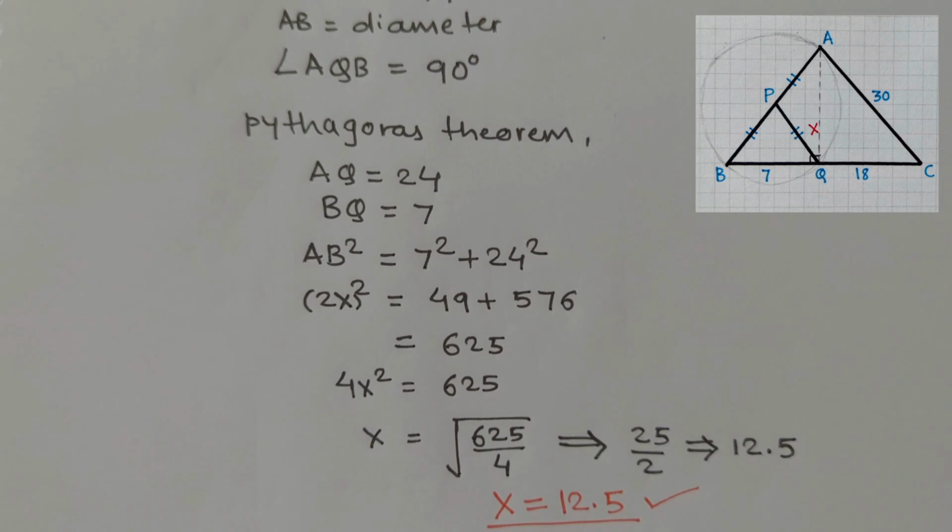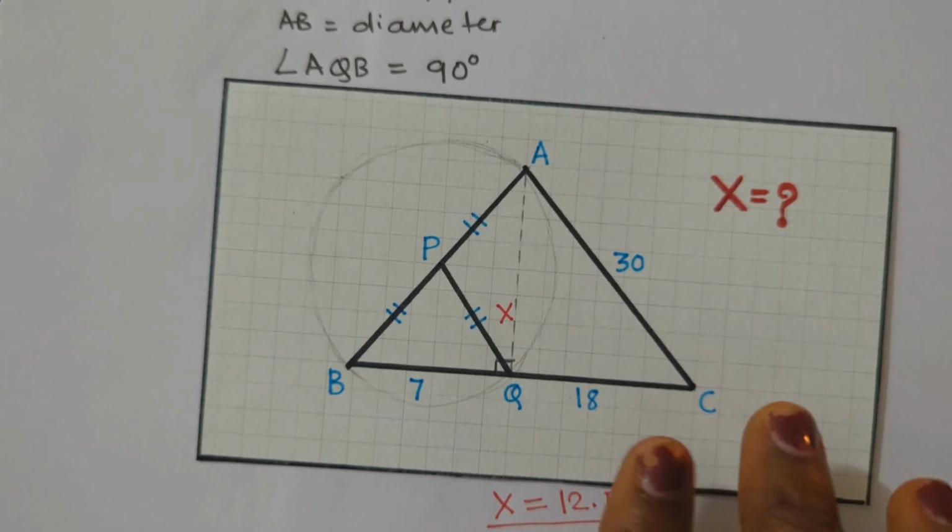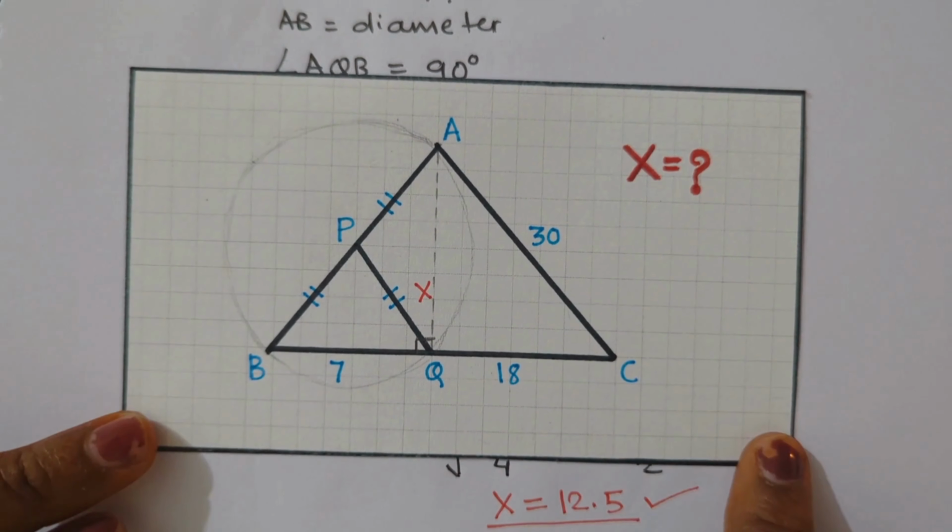So these are the two methods by which we have identified the value of x.